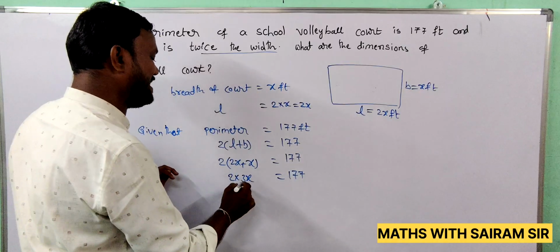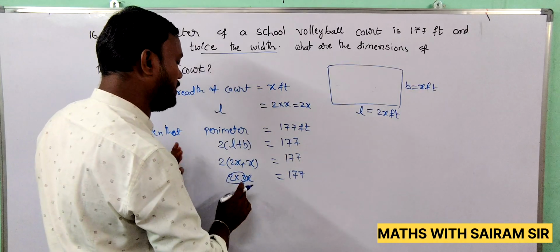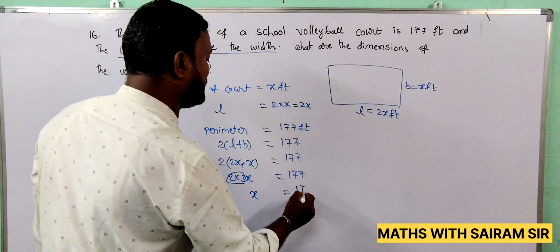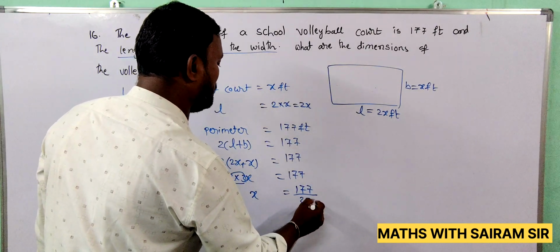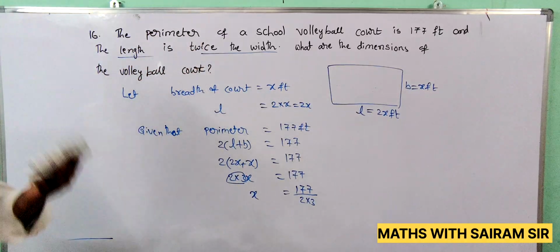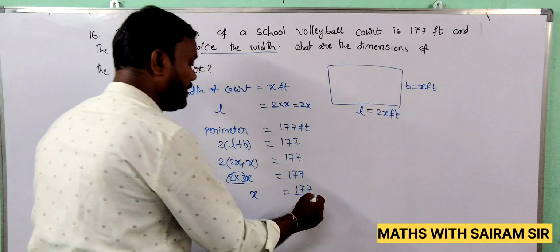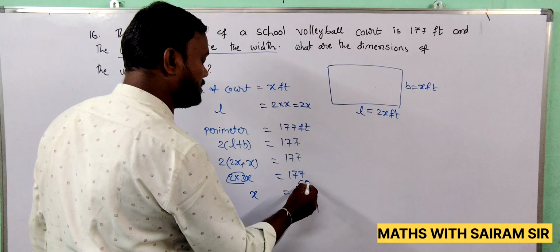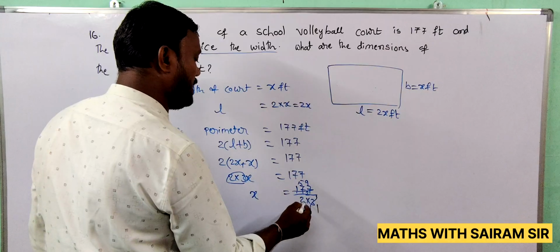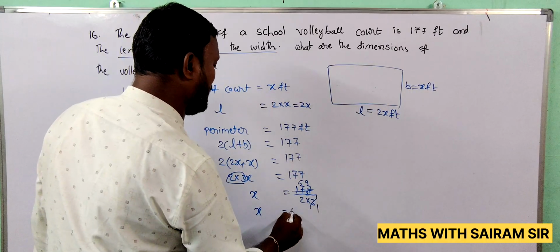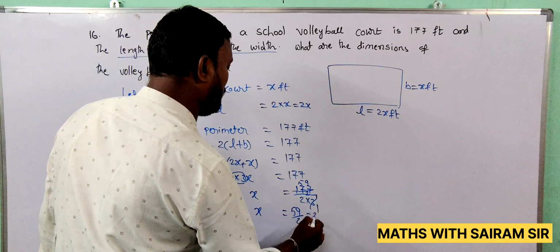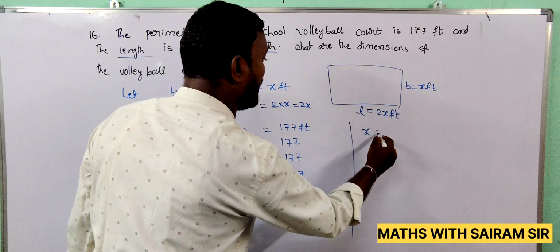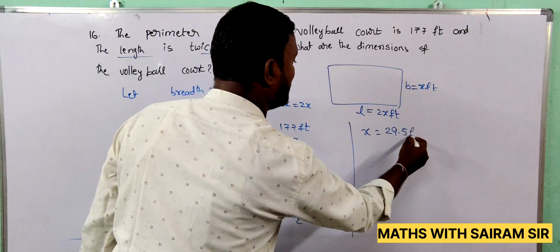From this, if I transpose the 2 into 3, these are multipliers, and when a multiplier is transposed to the other side, it becomes a divisor. So x is equal to 177 by 2 into 3. Now we need to simplify that. 3 ones are 3, 3 fives are 15, 2 left, 2 nines are 18, 3 nines are 27. Then 59 by 2, so x is equal to 59 by 2, that is 29.5 feet. That means we got the x value as 29.5 feet.